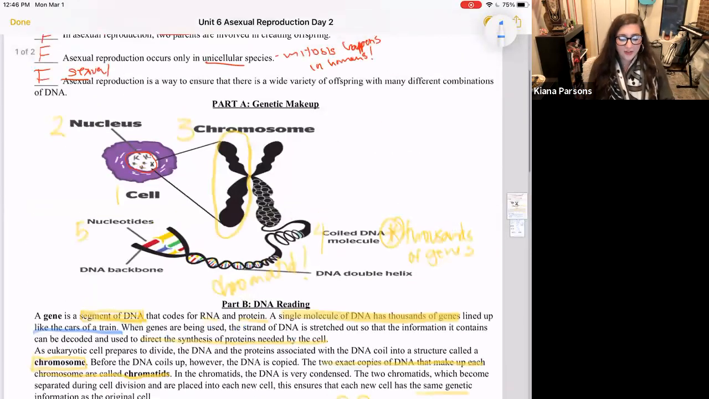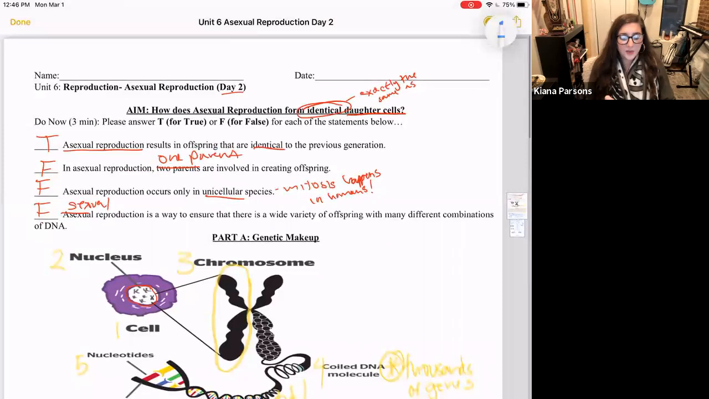So, all right, that's all I have for you today. This was Asexual Reproduction Day 2, and today's aim was, how does asexual reproduction form identical daughter cells? And the answer there is by precisely copying the DNA. By making an exact copy of the genetic information, the cells are able to form identical daughter cells. They're able to form exact copies because of the correct replication of the DNA.